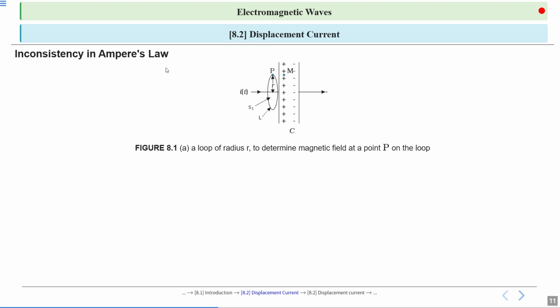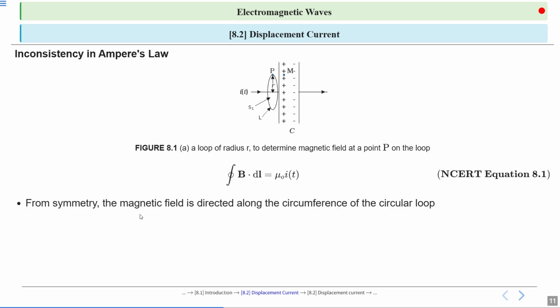Now, the inconsistency in Ampere's circuital law. What was the inconsistency? According to Ampere's circuital law, the closed integral of B dot dl is equal to mu naught I(t). From symmetry, the magnetic field is directed along the circumference of the circular loop. We know that the magnetic field around a straight wire is in the form of concentric circles. We have taken the loop of radius r, so the magnetic field at point P will be along this loop, due to the symmetry of the loop.